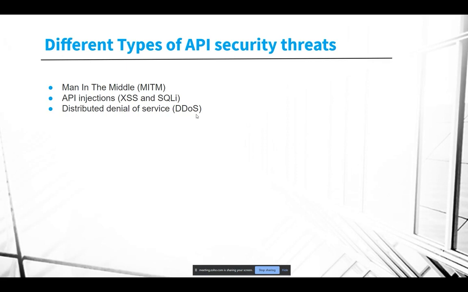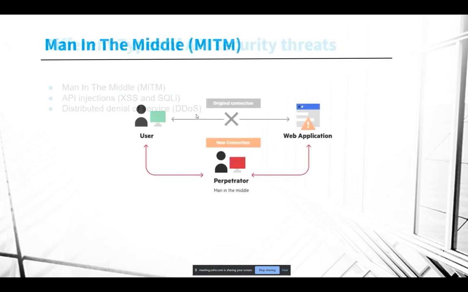The first one is the man in the middle, the second one is API injection, and the third one is distributed denial of service, or in short we call it DDoS. We will see what it is in a pictorial view. We can see what it actually is.